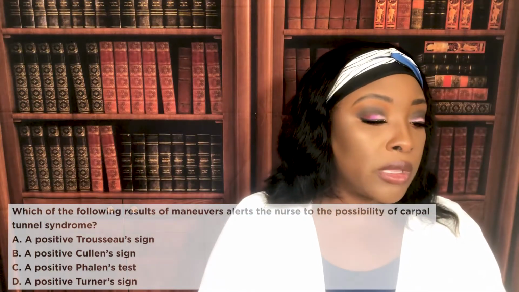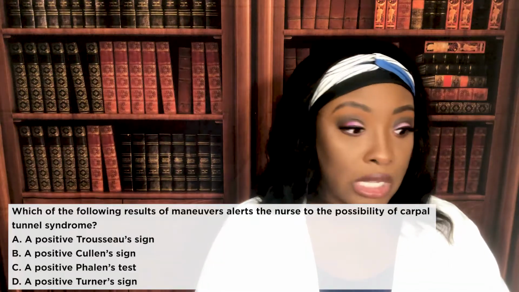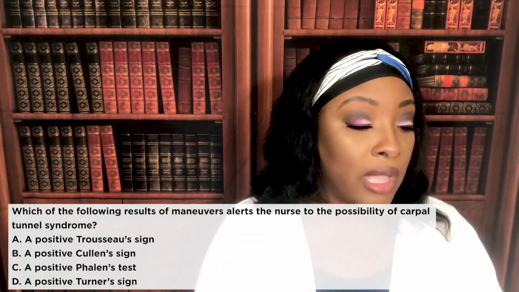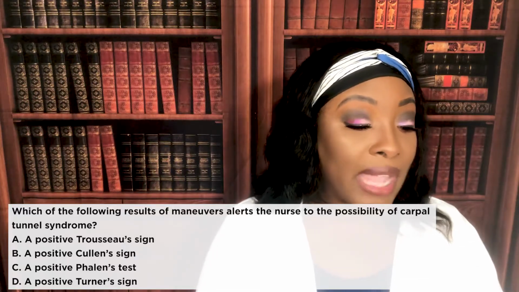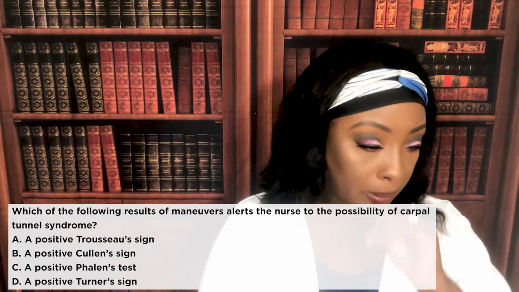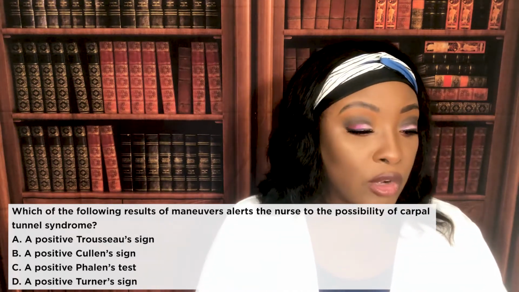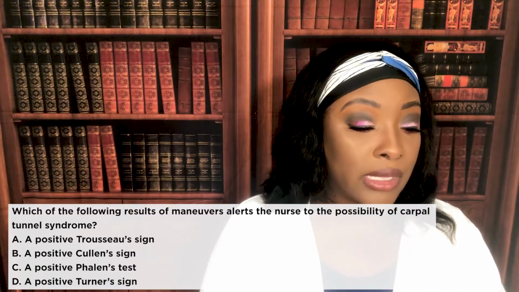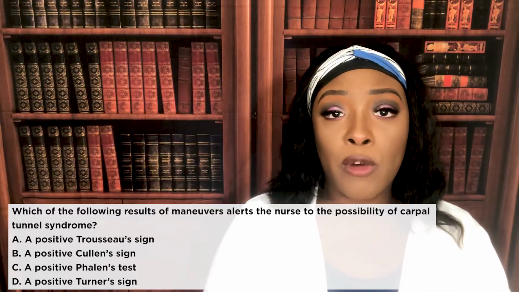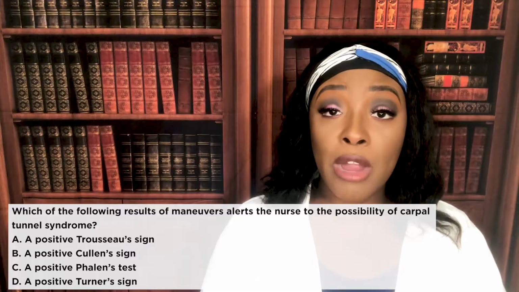Which of the following results of maneuvers alerts the nurse to the possibility of carpal tunnel syndrome? A, positive Trousseau sign. B, positive Cullen sign. C, positive Phelan's test. Or D, a positive Turner sign. All right, guys, and the correct answer is C, a positive Phelan's test. So that's when you put pressure on that median nerve for about a minute to a minute and a half, and the patient will feel pain or paresthesia.